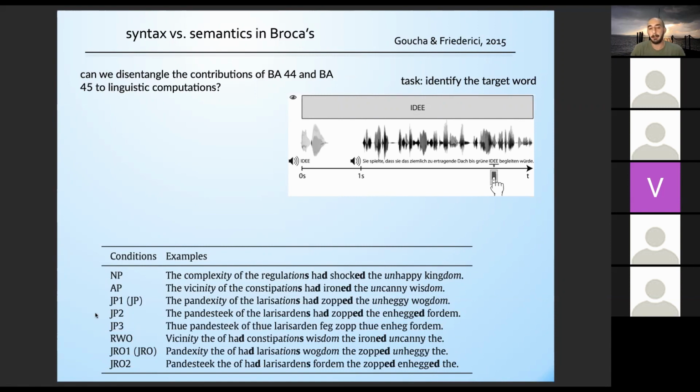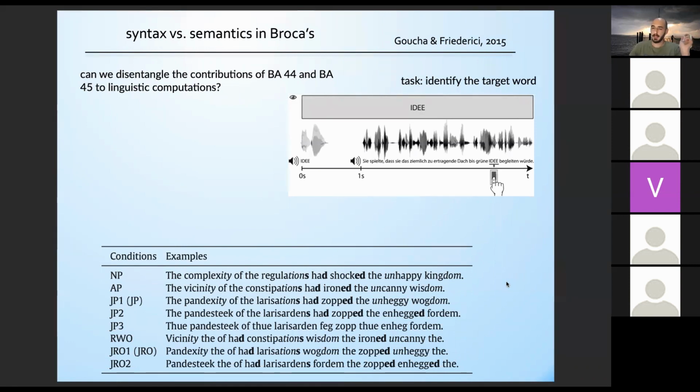So this would be a comparison to the anomalous prose that takes away the compositionality of words, okay? Because you have vicinity, the of head constipations. So you cannot make phrases as you could here. Even if vicinity doesn't mean anything, you can still make a DP, the vicinity, okay? And then they did the same with Jabberwocky. So they scrambled the order of the words, pandexity of the head, larization, walked on the job, and so on, okay? So you see there is a gradient of basically getting information out of your prose, okay? Is this clear? Do you see this clearly? Good.